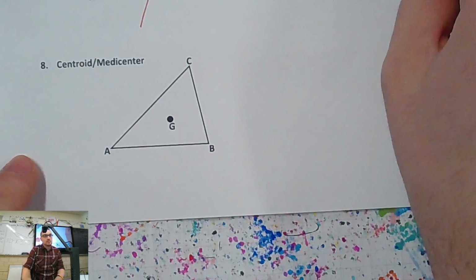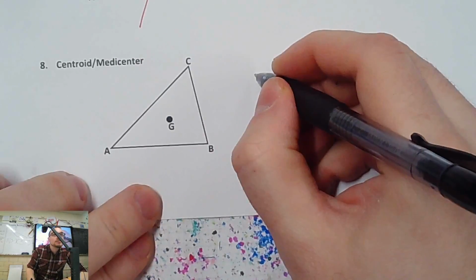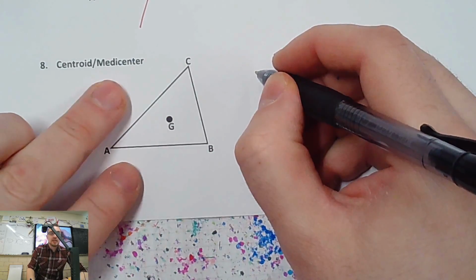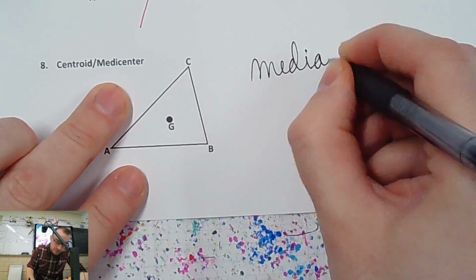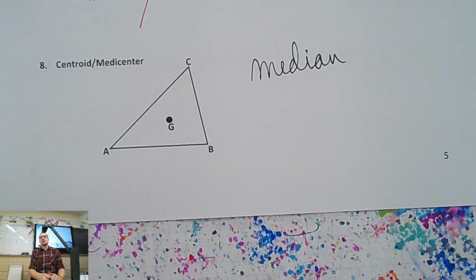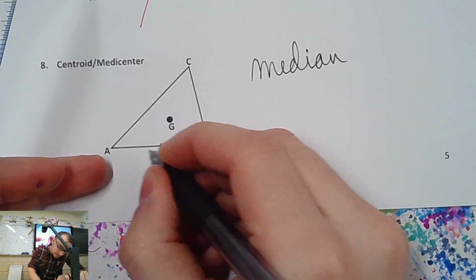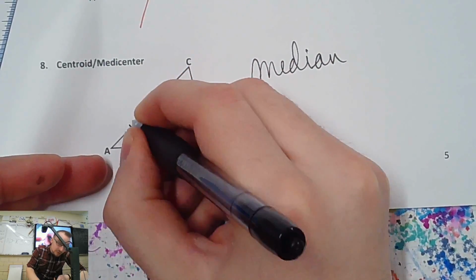Next, the centroid or medicenter, whichever one you want to call it. What lines make the medicenter? What do we call those? There's a reason I like calling it the medicenter. Medians. It's like range, median, mode, mean. Mean, median, and mode. Median. Now, how do we draw a median? It's vertex to what? Yeah, midpoint. So let's find our midpoints. Call that a midpoint. We'll call that a midpoint.